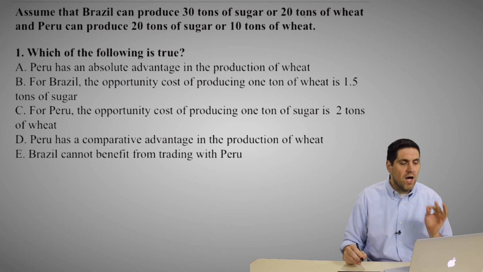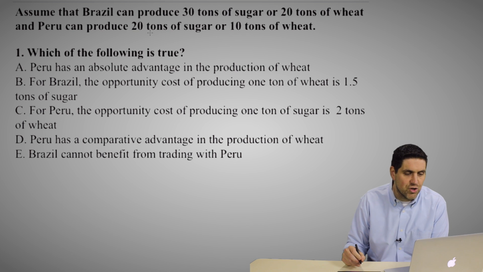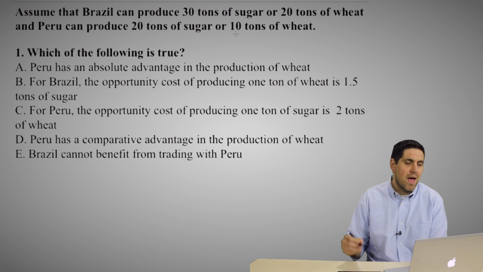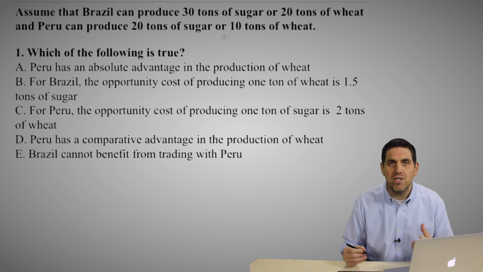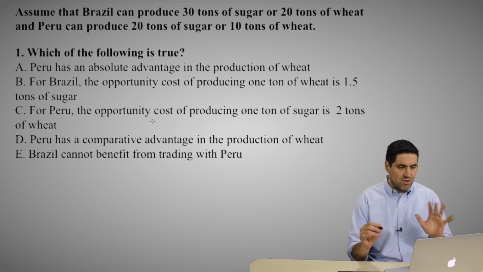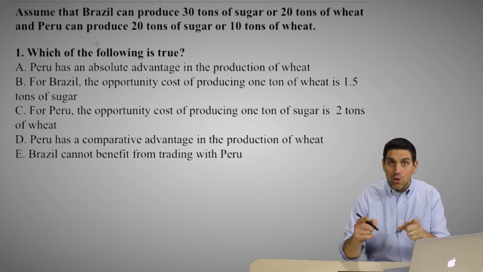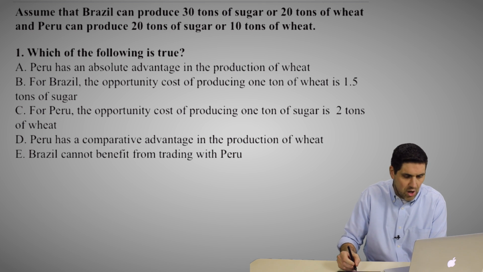All right, here we go. Assume that Brazil can produce 30 tons of sugar or 20 tons of wheat, and Peru can produce 20 tons of sugar or 10 tons of wheat. When you see these questions, it's easy to get confused. Be like, okay, I gotta keep track of it. The best thing to do, as I showed you in the summary video, is to draw out a chart.